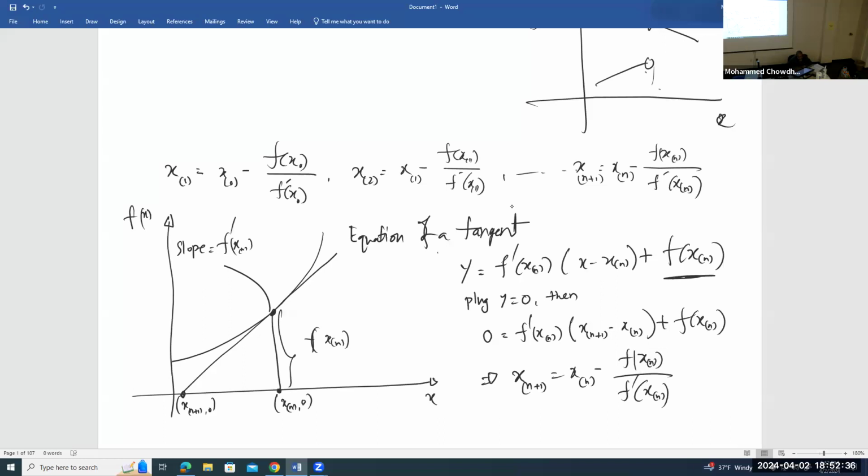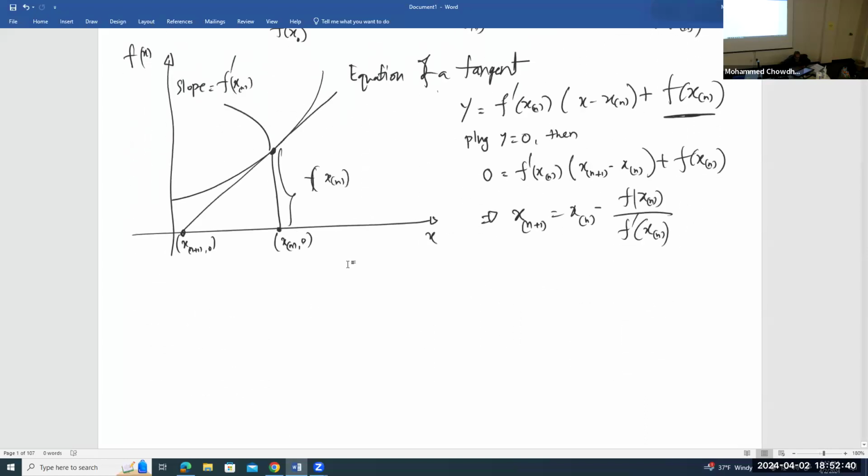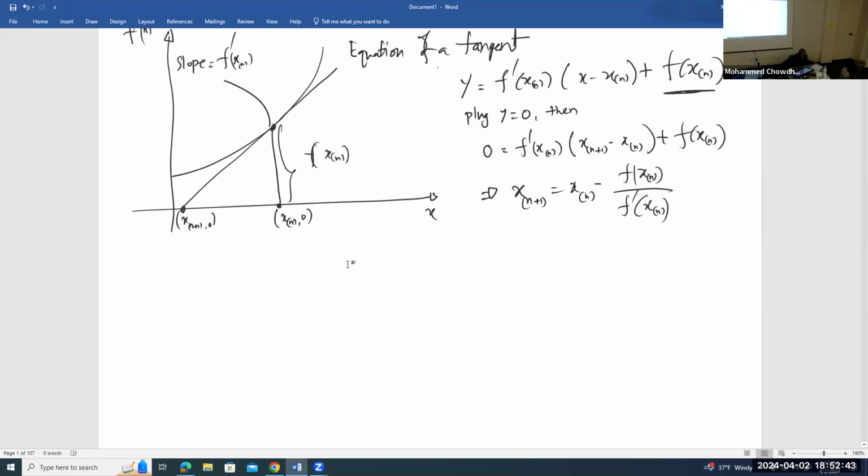Just that simple. Okay. So now if I want to give you an example, suppose I want to solve this equation: f(x) equals x squared minus 4x minus 7. Then I have to find f prime of x, which is equal to 2x minus 4. Now start with x0 equal to 5. I want to solve this equation.